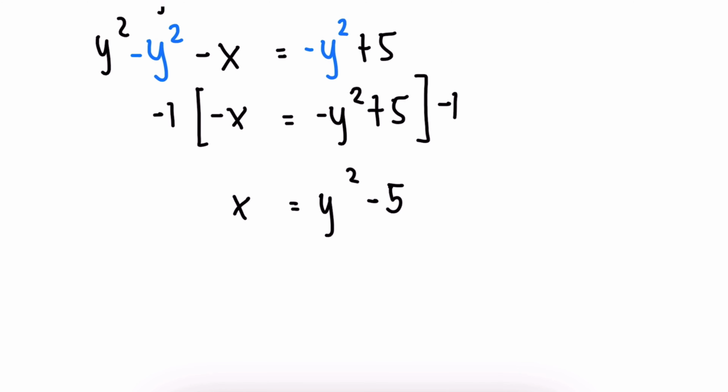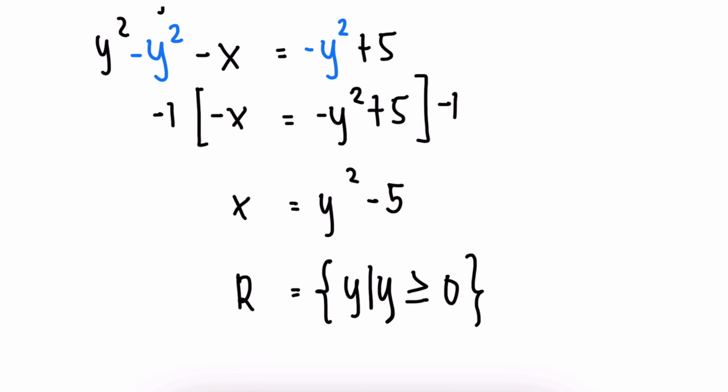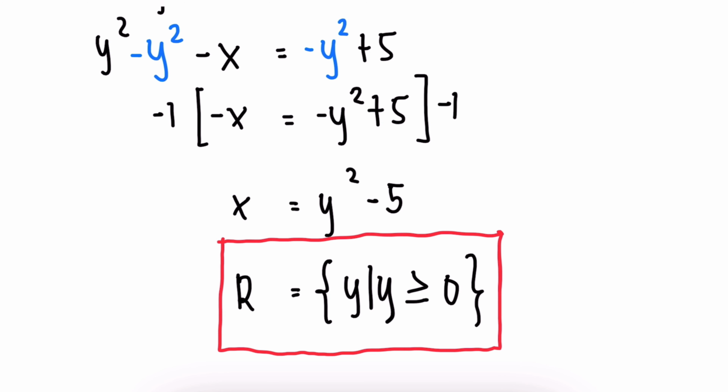Therefore, the range is the set of real numbers that make r of y greater than or equal to 0. In symbols, range is equal to y such that y is greater than or equal to 0. Take note, since the range is a polynomial, y can be any real number. However, the defining equation is restricted to values of domain that are greater than or equal to 0.